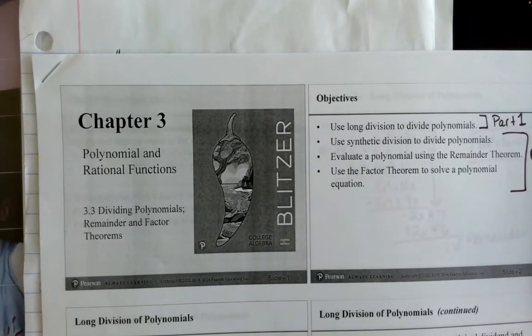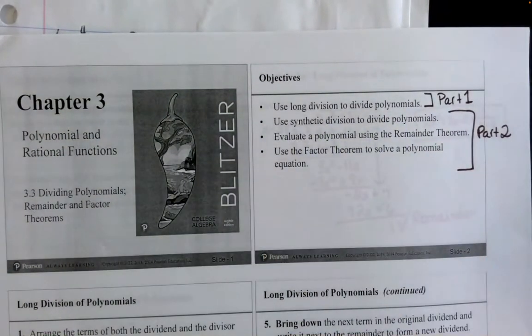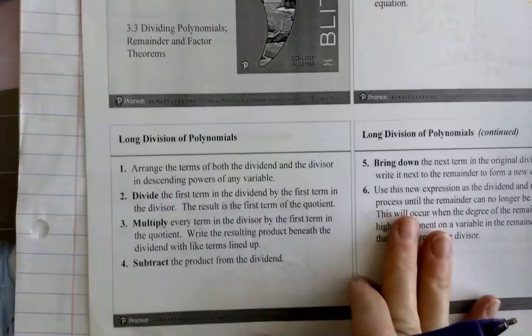Chapter 3, 3.3 is dividing polynomials, remainder, and factor theorems. So we are going to split this up into two parts. Part one is just using long division to divide polynomials. I do have the steps listed out.